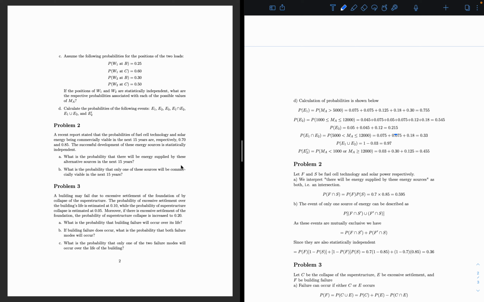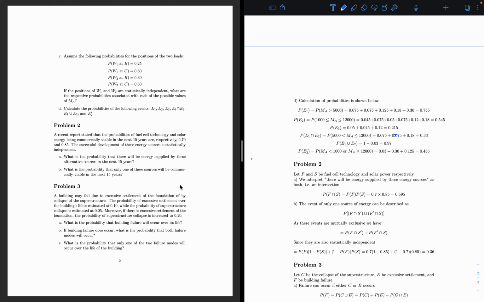But pretty much you know what to do. If it's a union, addition rule. If it's an intersection, knowing that they're statistically independent, we can just multiply the probabilities and get 0.7 times 0.85, giving a probability for that event.